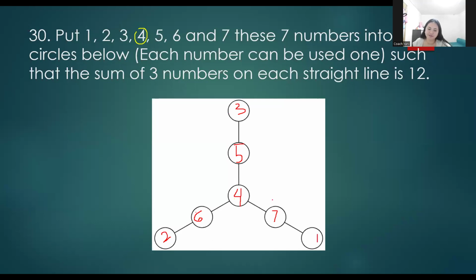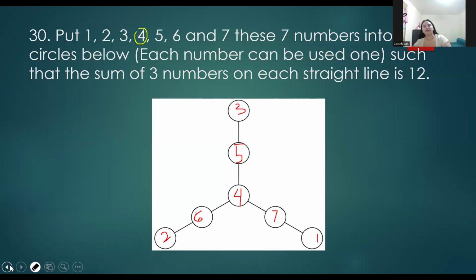So can you check if everything is 12? Everything is 12. 4 plus 7 is 11, plus 1 is 12. 3 plus 5 is 8, plus 4 is 12. This is 12. And then the other is 6 plus 4, 10, plus 2, 12. Did you get this correctly? How about the others? Oops. This is the answer if you want to copy.